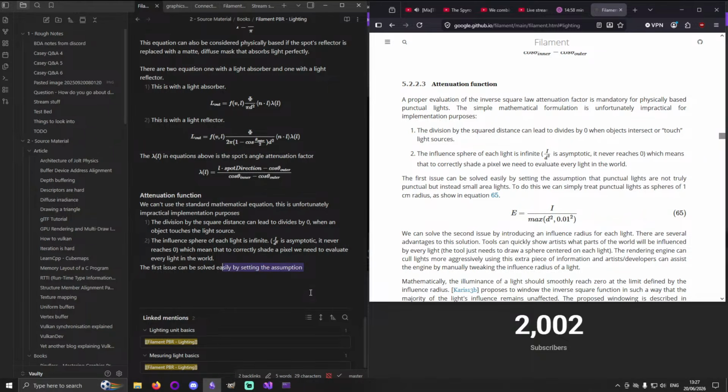With your software engineering. Anyway, let's read this. Okay, so the first issue can be solved easily by setting the assumption that punctual lights are not truly punctual, but instead a small area light. I see. Okay, so to do this, we can simply treat punctual lights as a sphere of radius 1. I see. Okay, so we want hit.